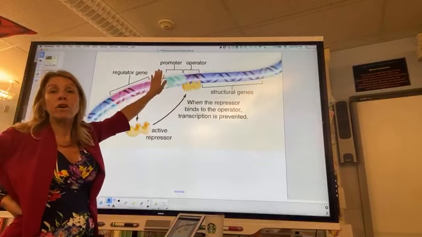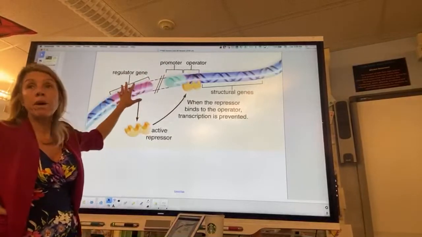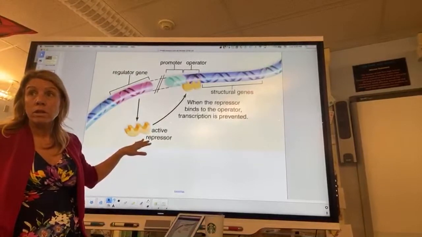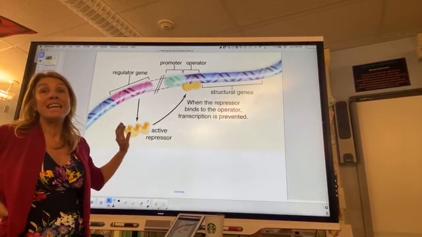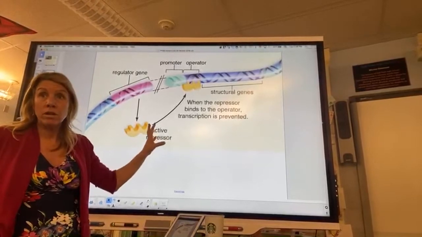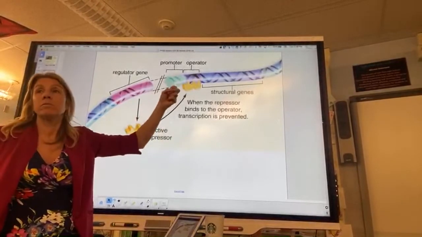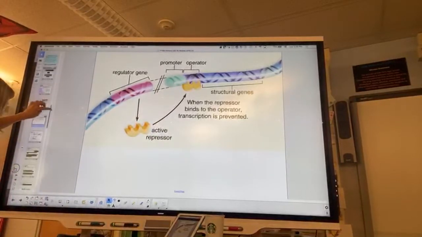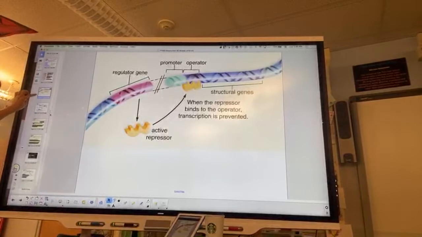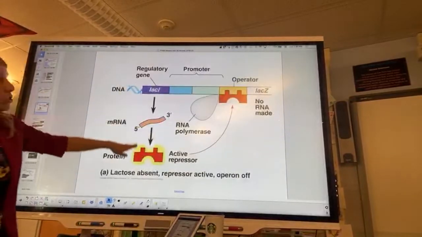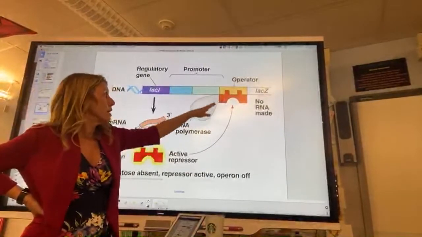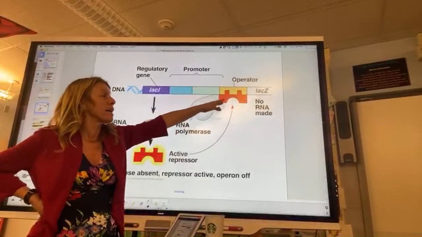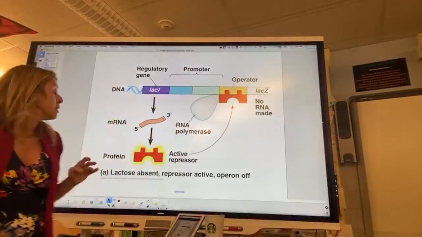Remember, this means farther upstream. Farther upstream is where you have your regulator gene, and you code for, in this case, an active repressor. Just so you know, you could also code for an inactive repressor that has to be turned on. This is an active repressor that has to be turned off, right? And so we looked at, oh, I didn't do that one picture, but that's okay. Okay, so here's your repressor, it's on the operator, and here's your RNA polymerase. If RNA polymerase is trying to get on the promoter, it can't if a repressor is on the operator.